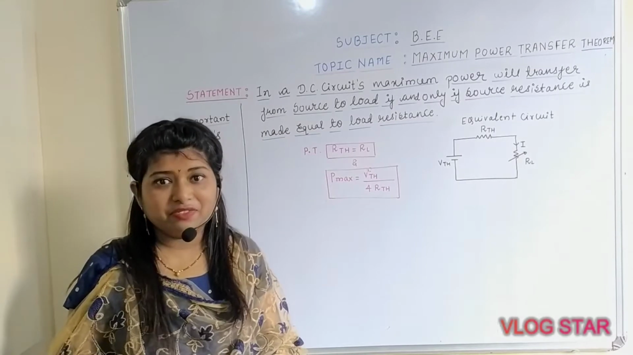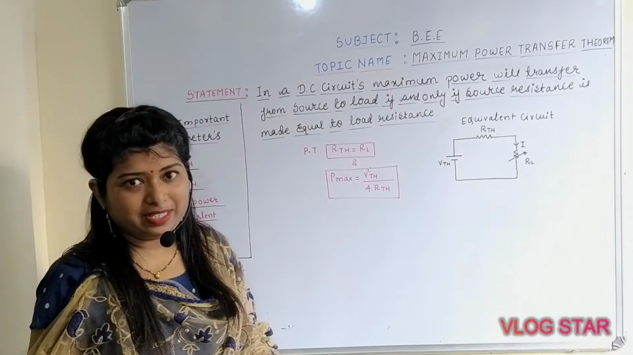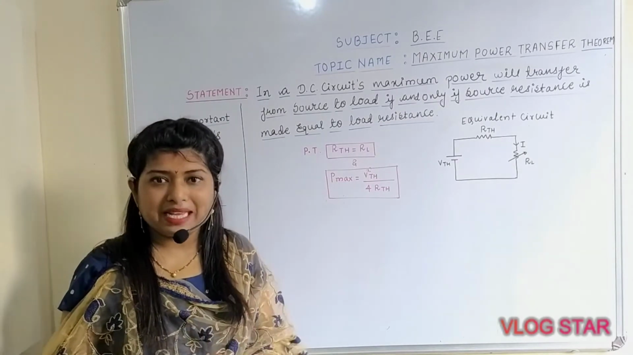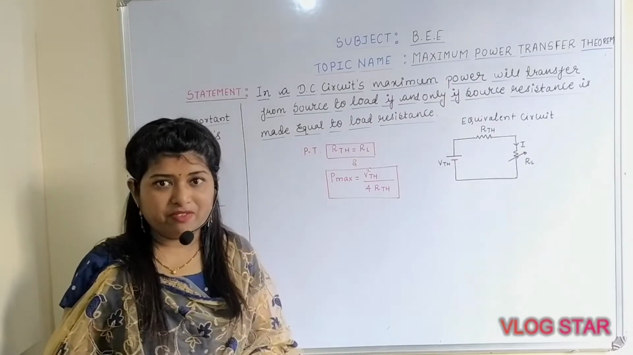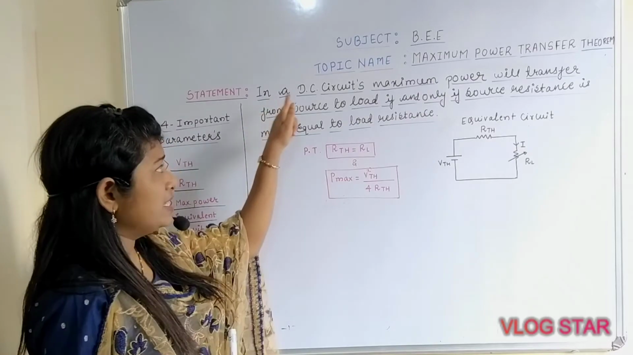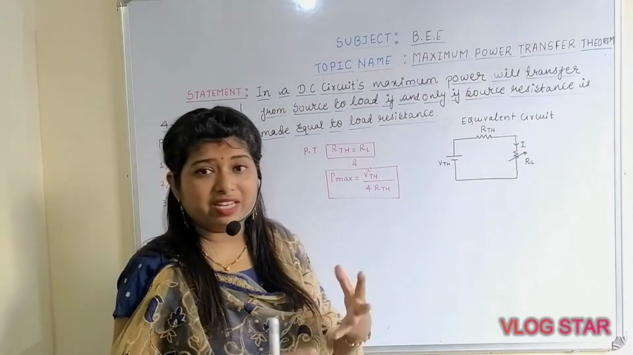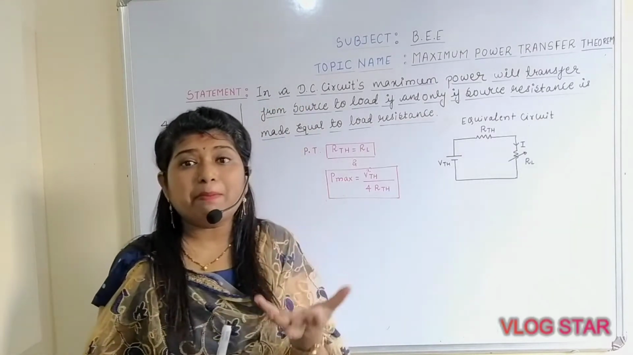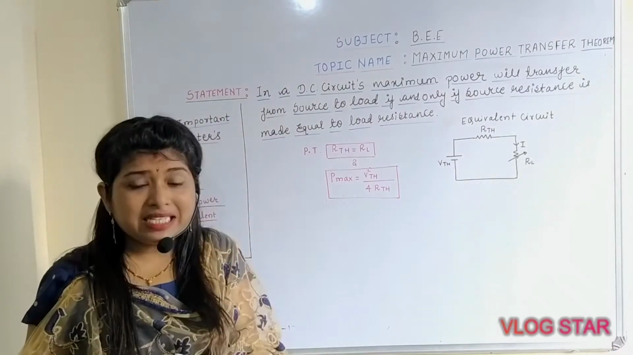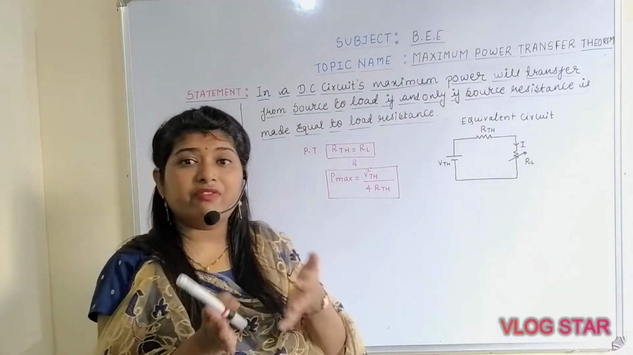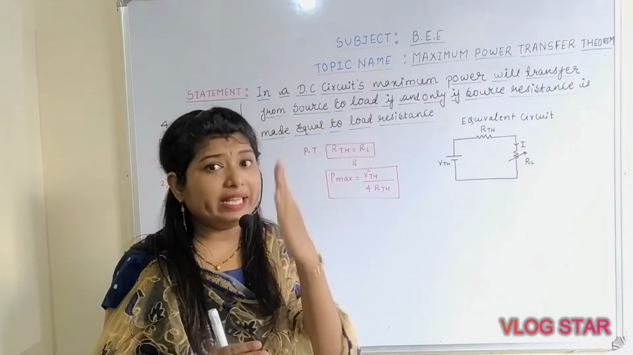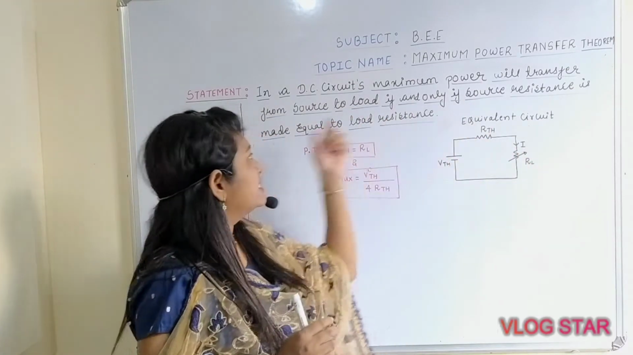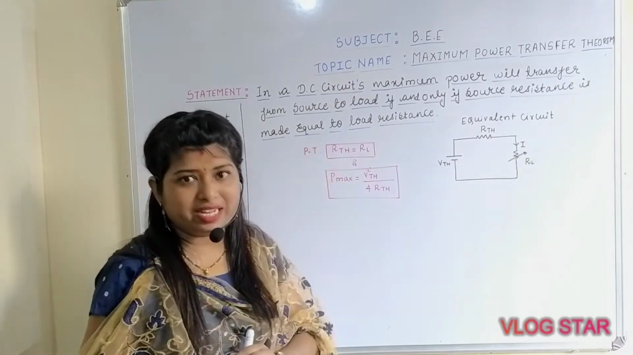In today's lecture we'll learn the maximum power transfer theorem. So what is basically the maximum power transfer theorem? Let's begin with the statement. In DC circuits, as the name indicates, the maximum power transfer theorem means that maximum power will transfer from source to load if and only if source resistance is made equal to load resistance.